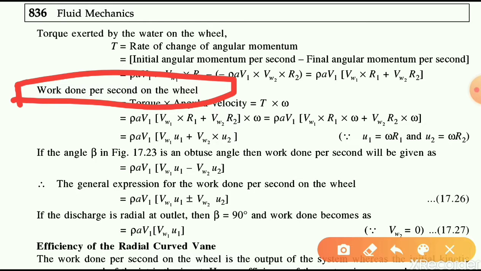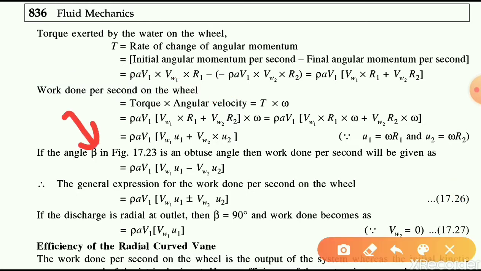Now, what is this beta? Beta is the angle of the outlet jet with the direction of the motion of the vane. If this angle is acute, then the above expression which you have found is true. If the angle is obtuse, meaning it is greater than 90 degrees, then the sign between Vw1 u1 and Vw2 u2 will become negative. Hence the expression for the work done per second on the wheel when the angle beta is obtuse is rho a v1 (Vw1 u1 minus Vw2 u2).